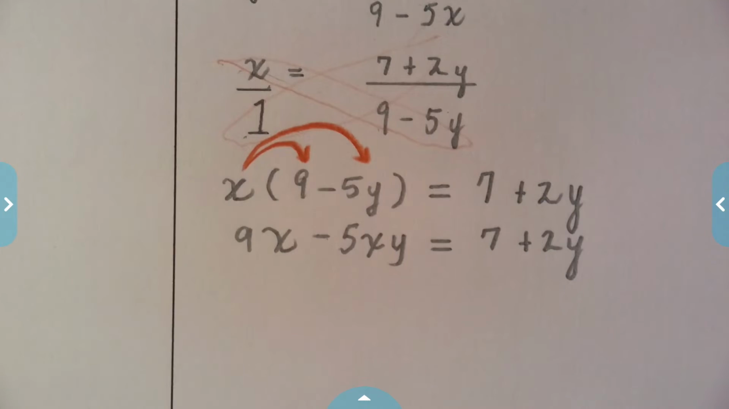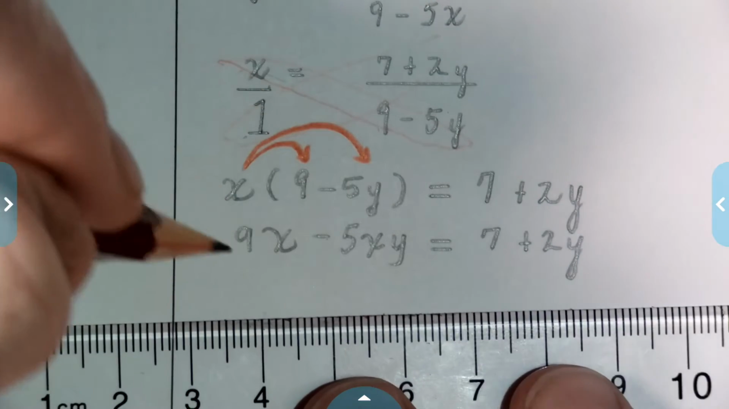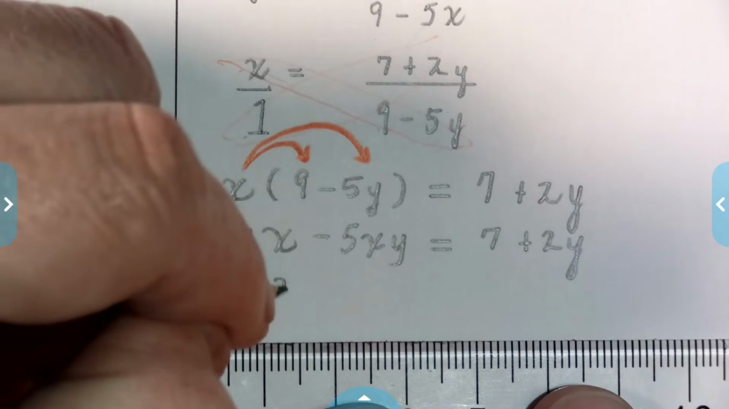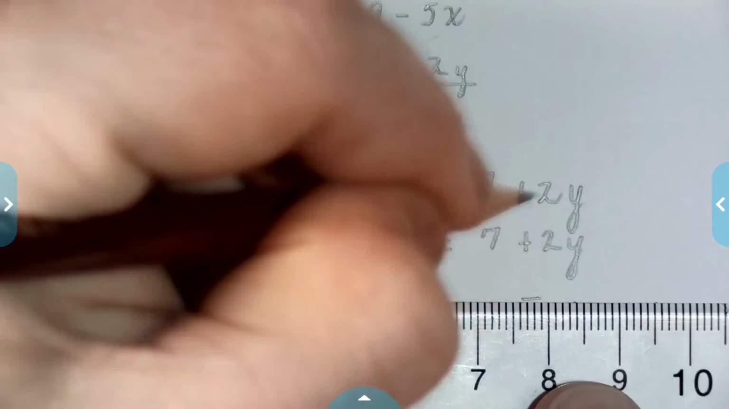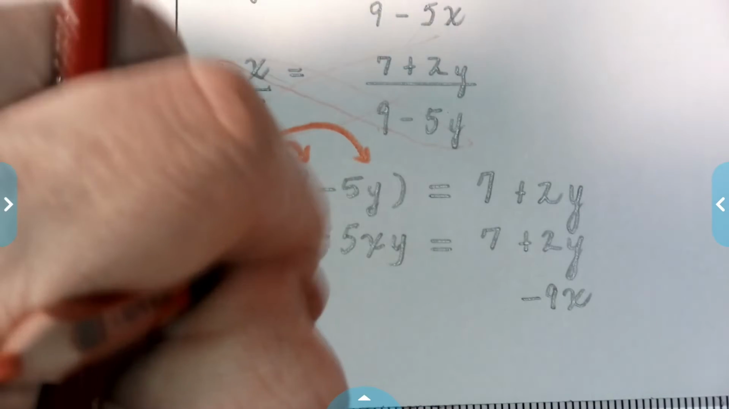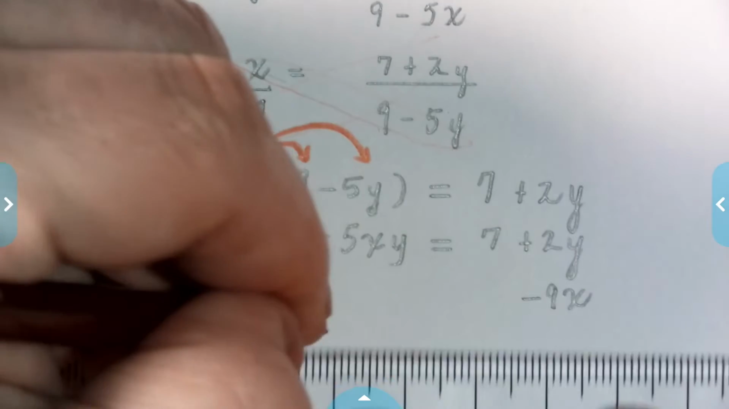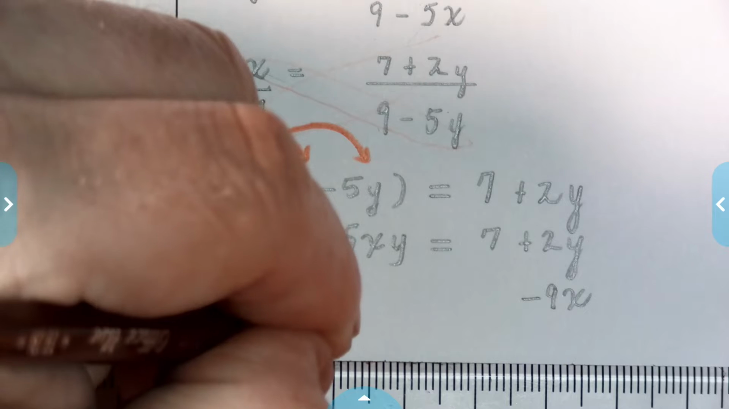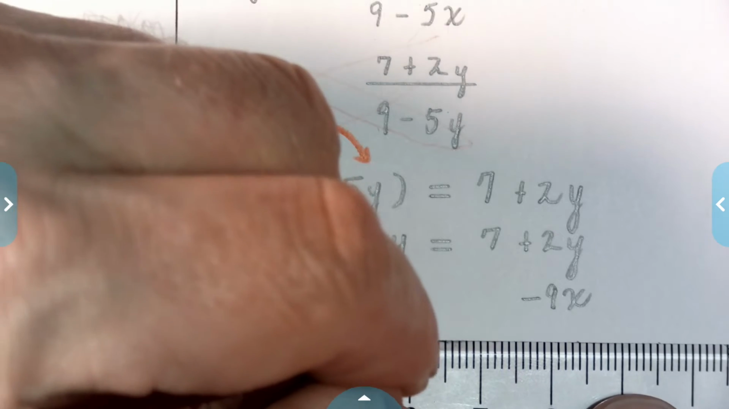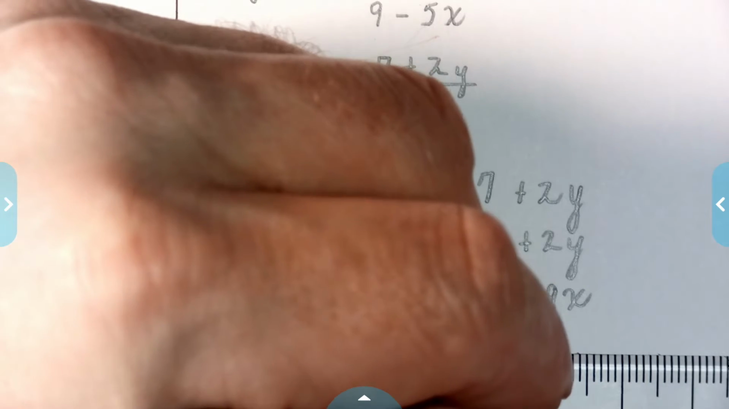And now what I'm going to do is subtract 9x from both sides. And that will clear this 9x here. And so I'll have negative 5xy equals 7 plus 2y minus 9x.